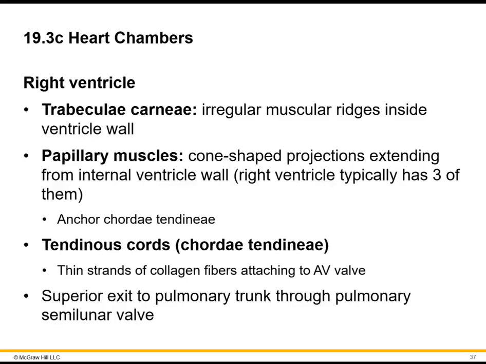These guys are cone-shaped projections that extend from the internal ventricle wall, and they anchor the chordae tendineae. The chordae tendineae are strands of collagen that go from the papillary muscles to the AV valve, the right AV valve, and they attach there. And their job is to anchor that right AV valve and keep it from flowing backwards when the ventricle contracts. Blood is going to exit the right ventricle superiorly through the pulmonary semilunar valve into the pulmonary trunk.